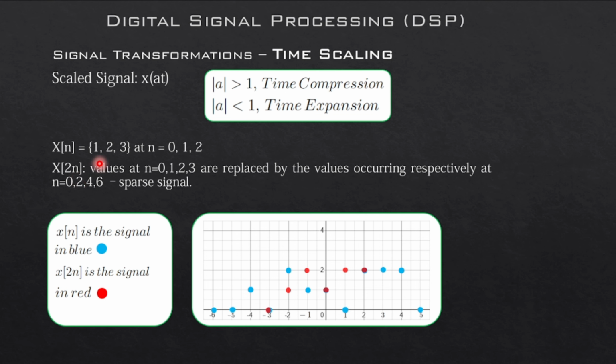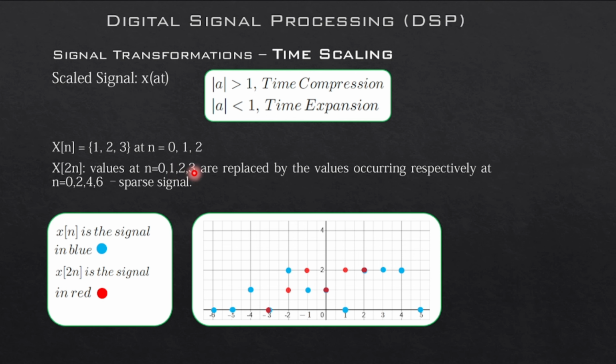Now for n equal 1, x[2n] is equal to x[2], correct? So the value of the red signal at n equal 1, since you have 2n, is actually the value of the blue signal x[n] at n equal 2, correct? At n equal 2, the value is 2. So the value of x[2n] is 2. You see what's happening?